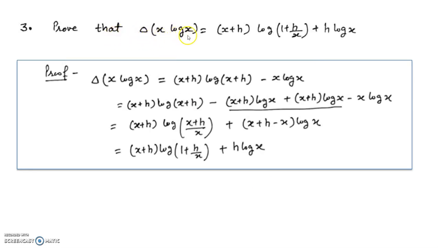Prove that delta of x log x is equal to (x + h) log(1 + h/x) + h log x. We'll start with the left hand side. Delta of x log x is equal to, again you have to add h in x here also and here also. So this is equal to (x + h) log(x + h) minus x log x. To further simplify, we'll add and subtract the term (x + h) log x, subtracting and adding. Then you will combine the first two terms and then the third and fourth terms. After simplifying, you will get the result.